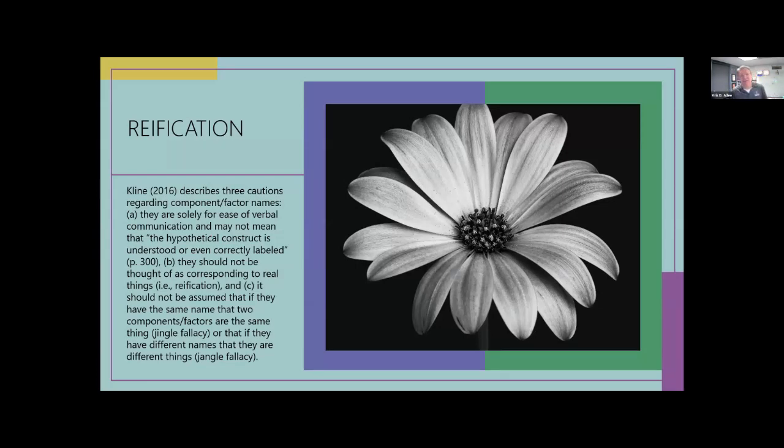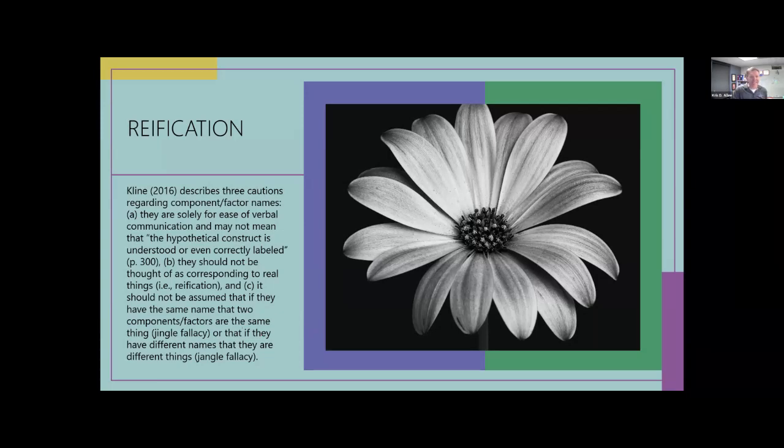So here, Klein describes 3 cautions regarding component or factor names. He said, A, they are solely for the use of verbal communication and may not actually mean that the hypothetical construct is correctly labeled. Okay. Now, B, they should not be thought of as corresponding to real things. Okay. It's just a correlation structure amongst a bunch of variables. Okay. It's not a real thing. It's not the thing we say it is.